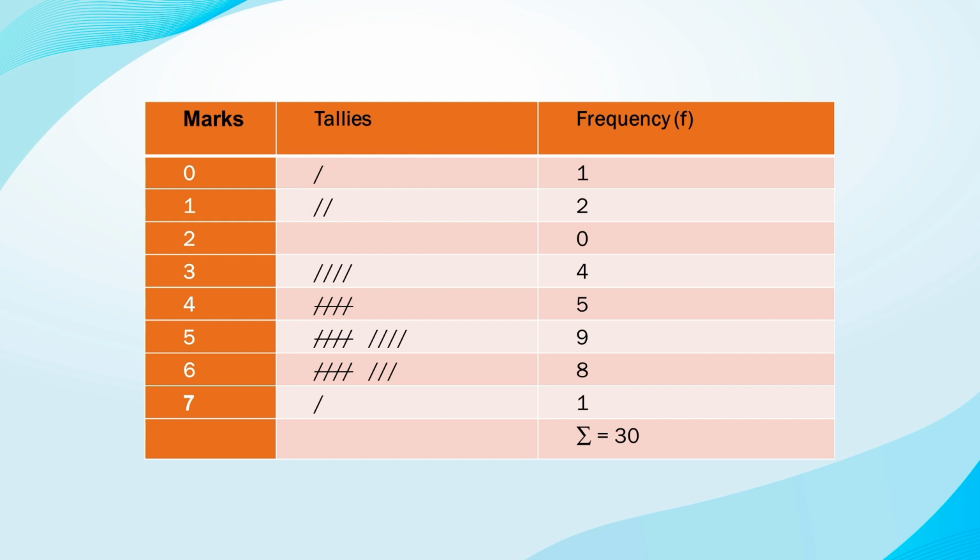And if it is more than 5, we are going to put 4 tallies and a cross across. For example, here in the 5 marks we see the frequency is 9. So 4 tallies, then the tally is put across, that is 5, and plus 4, that is 9. So this is the ungrouped frequency distribution, right? And again the total, the summation, is 30. So this is how we are going to put tallies for an ungrouped frequency distribution.